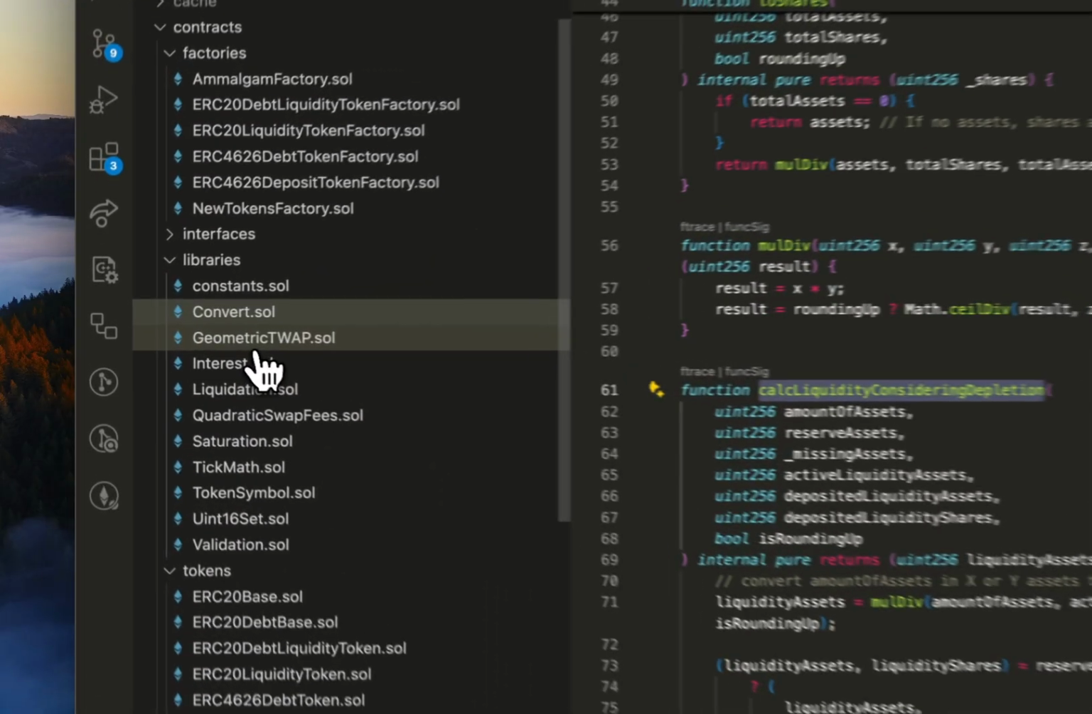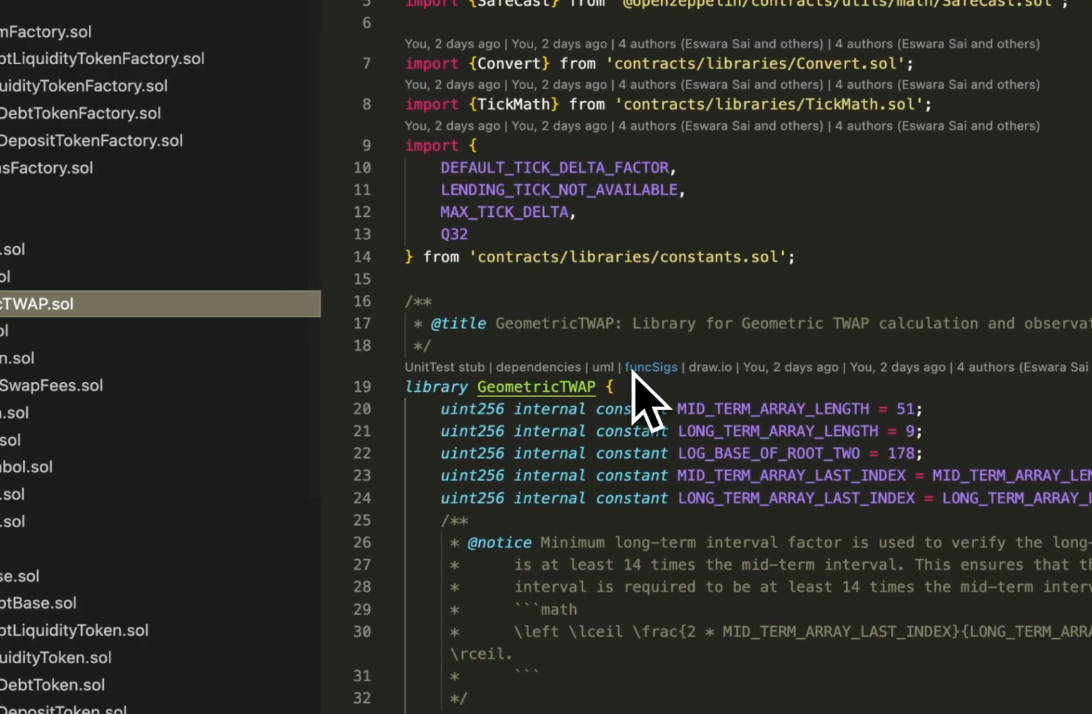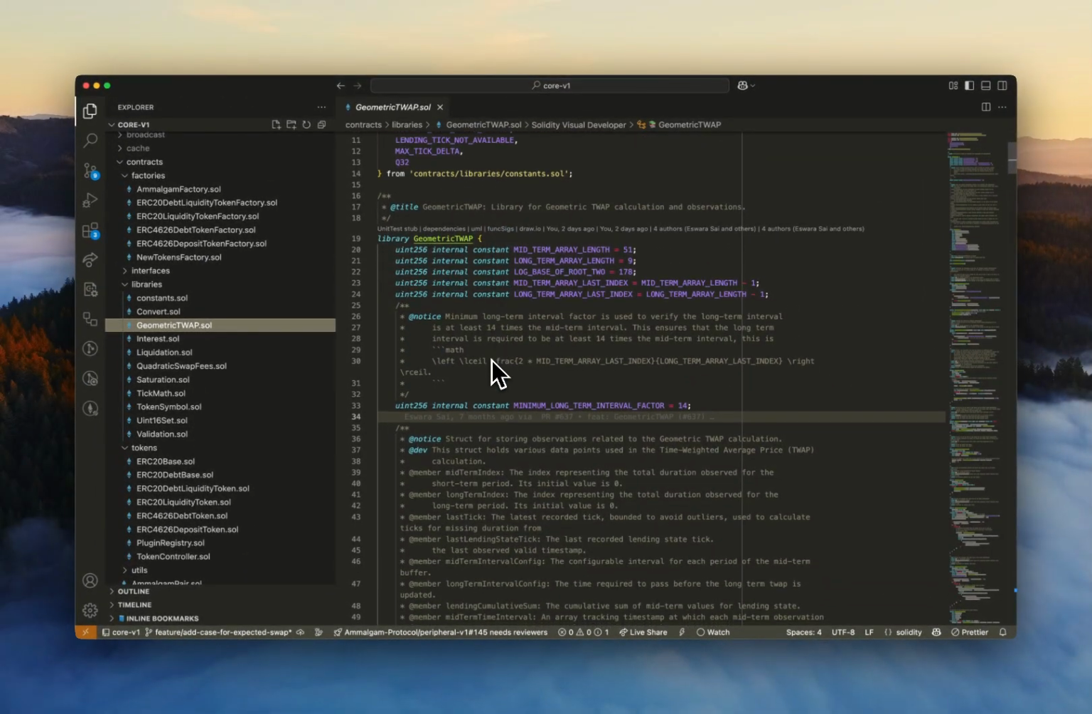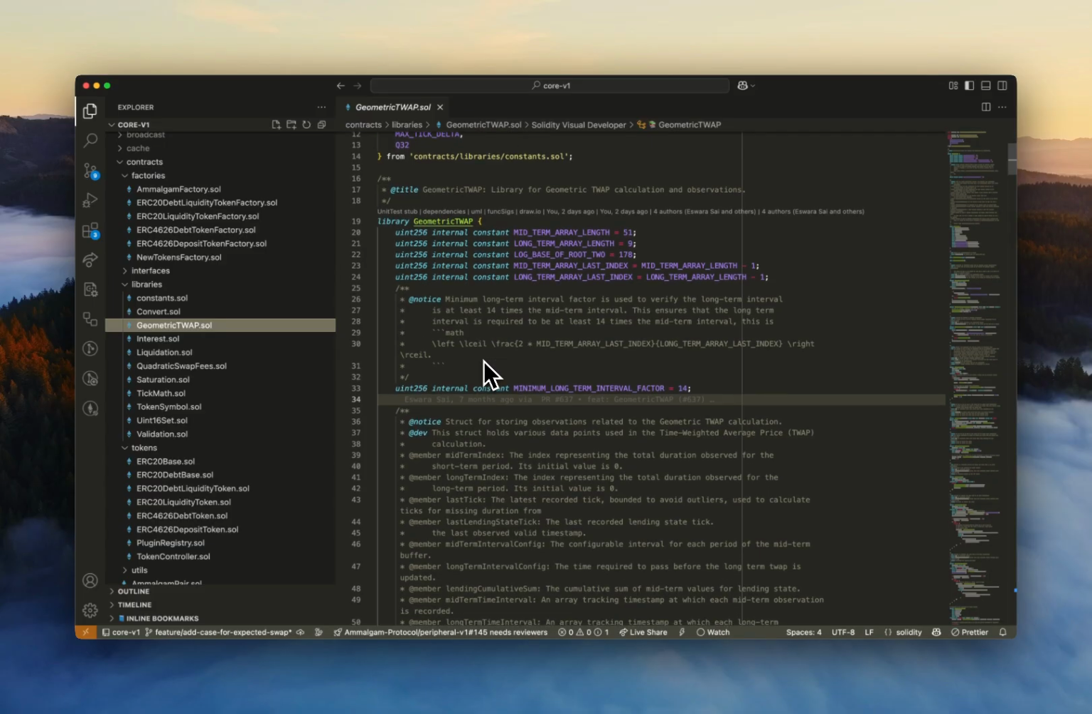The geometric TWAP library serves the purpose of tracking the TWAP. So we actually use the V3 version of geometric TWAPs, where you're not tracking the average, but you're multiplying everything together and then taking a root to get the average rather than summing everything up and dividing. So that's why we call it geometric.